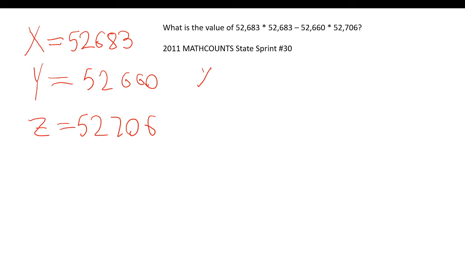We have x times x is still x squared, right? This expression is x squared minus. Now we need to rewrite it in terms of x. And now when you subtract these, y is 52660. This is just x minus 23. So minus x minus 23 times, then over here, we have z.